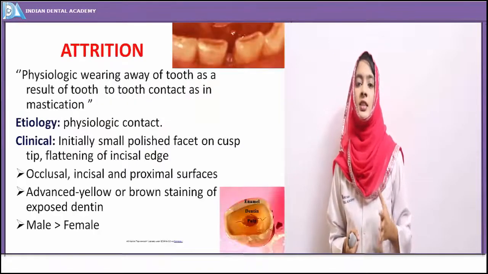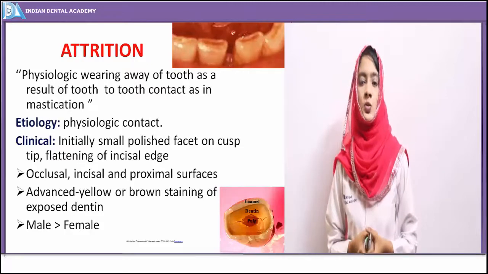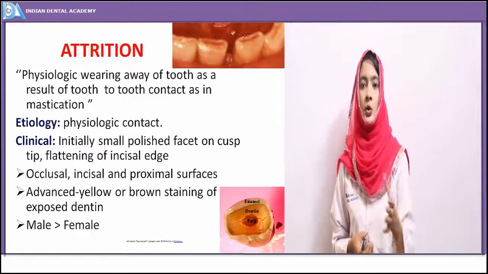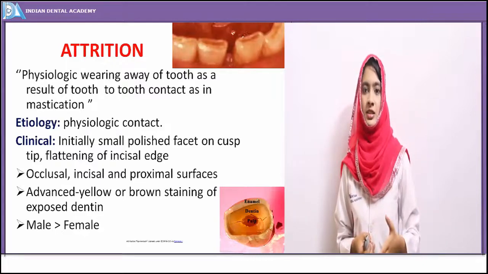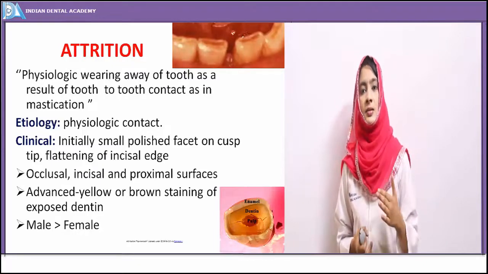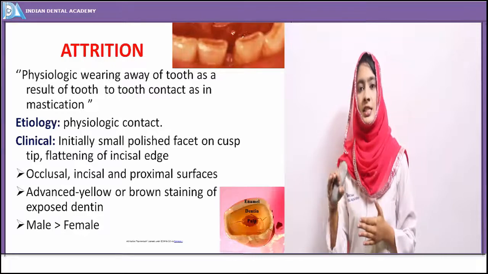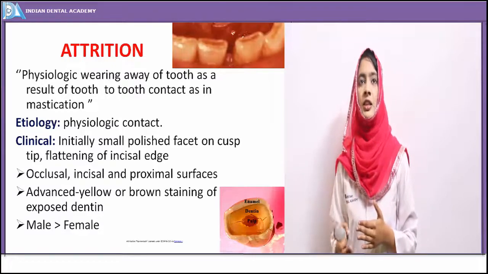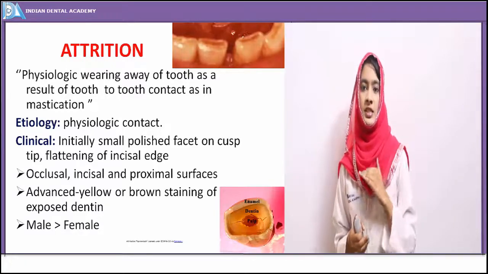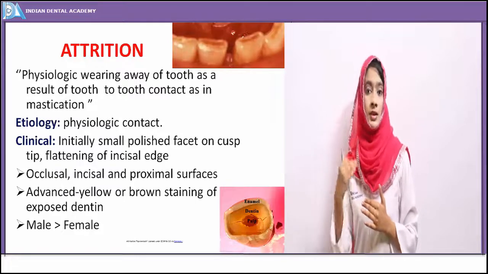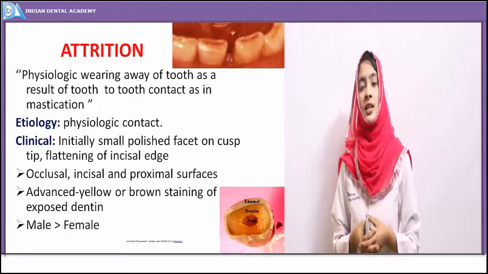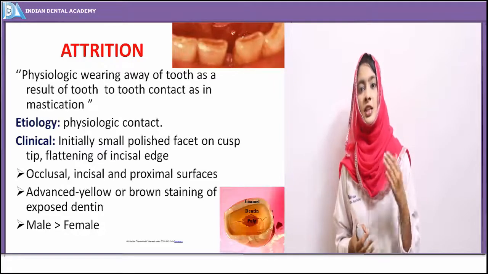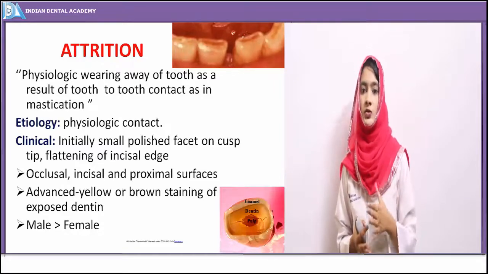The commonest change which we see in teeth related to age, or as the person becomes older, is the attrition of teeth. Attrition is basically the wearing of the incisal edges of the teeth. Usually the enamel surface is attrited. Sometimes it leads to exposure of dentin, and in extreme cases you can even see the yellowish brown discoloration of dentin also.